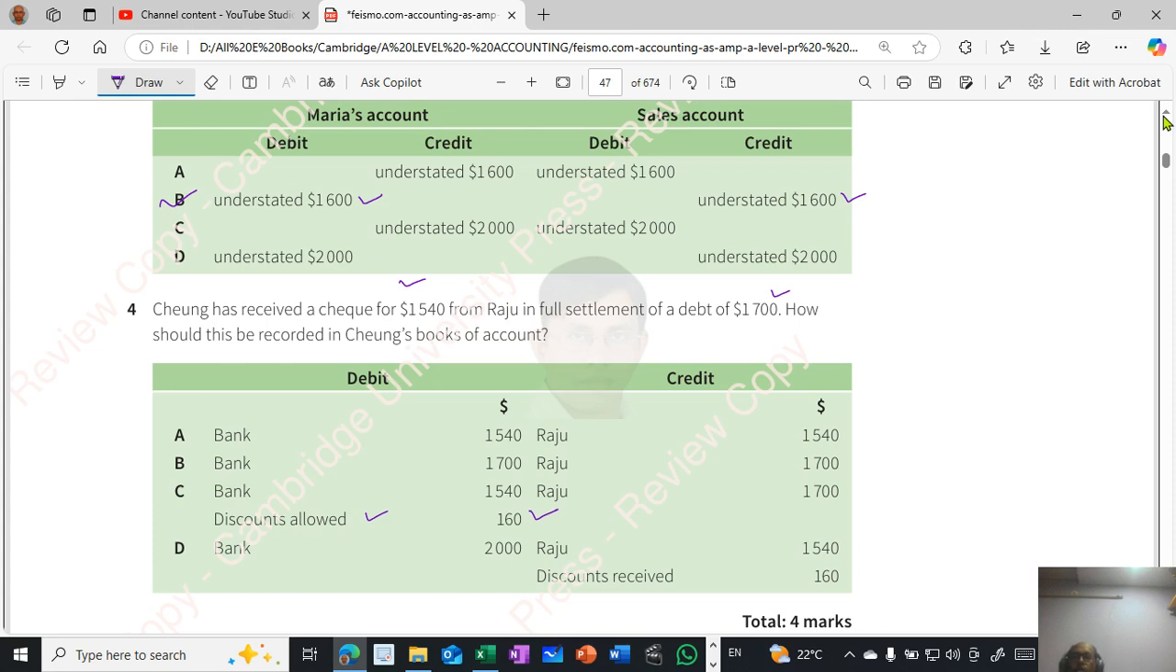How should this be recorded in Shiung's books? The bank account should be recorded, and the discount should be recorded. We have to consider that we have received the full money from this person. So the entry will be this one. So accordingly, the debit and credit aspect should be very very clear.